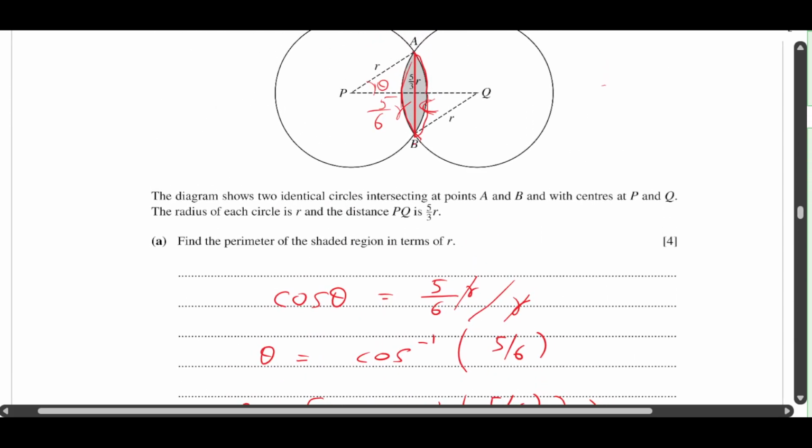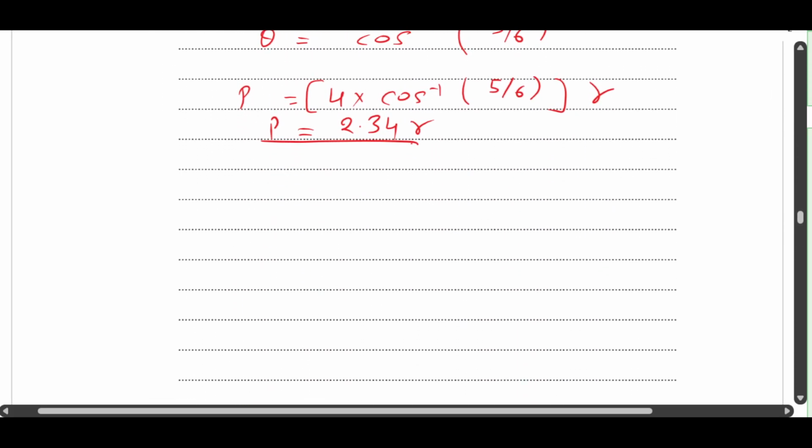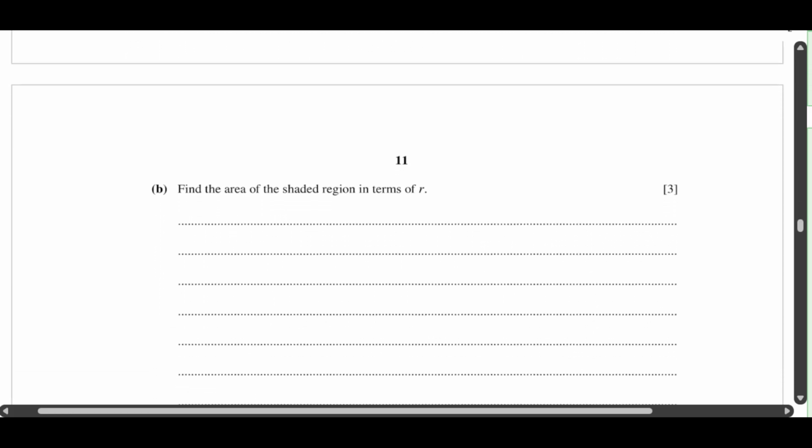Also find the perimeter of the shaded region in terms of R. This we have done. Okay, next is find the area of the shaded region in terms of R. Now next we have to find the area. We have got the perimeter.